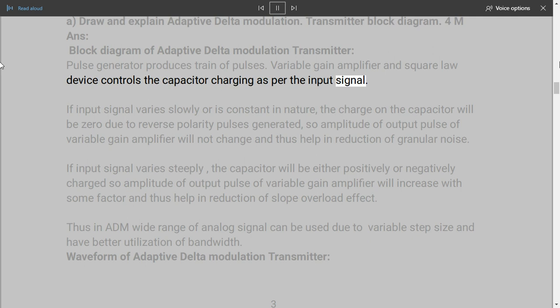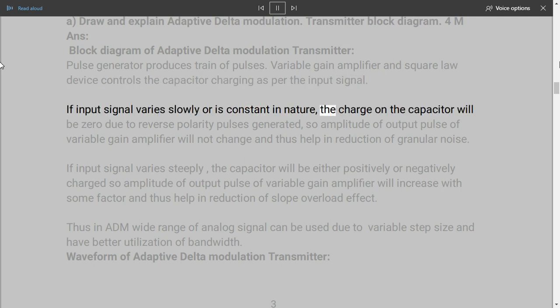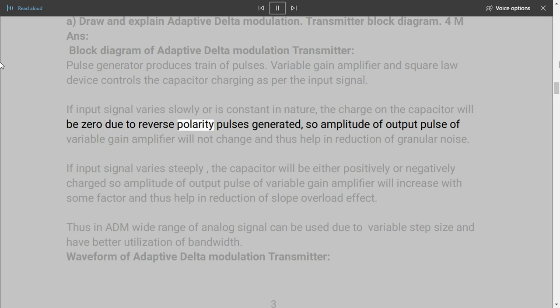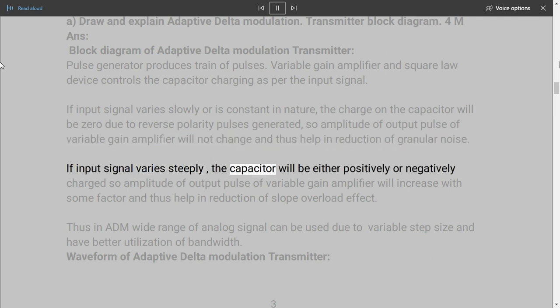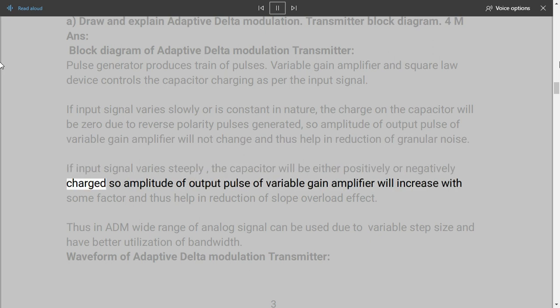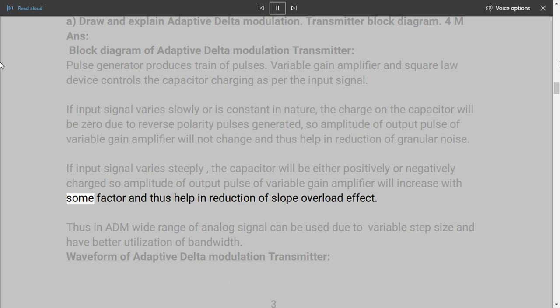If the input signal varies slowly or is constant in nature, the charge on the capacitor will be zero due to reverse polarity pulses generated, so the amplitude of the output pulse of the variable gain amplifier will not change, and thus helps in reduction of granular noise. If the input signal varies steeply, the capacitor will be either positively or negatively charged, so the amplitude of the output pulse of the variable gain amplifier will increase by some factor, and thus helps in reduction of slope overload effect.